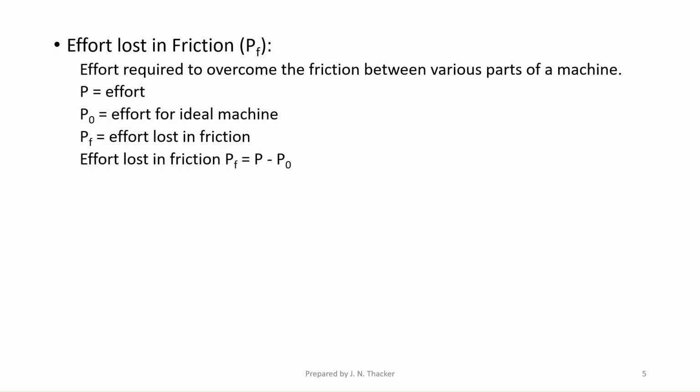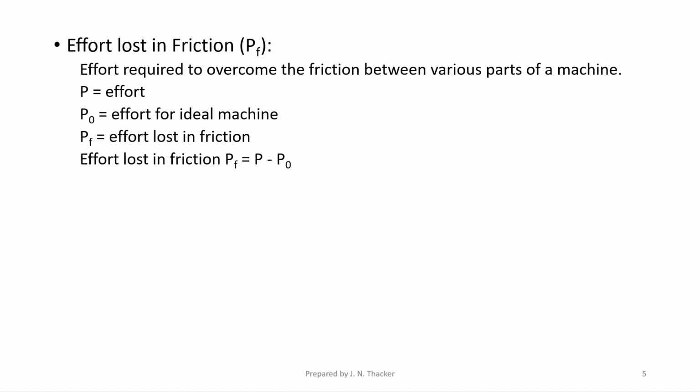Next, let's see effort lost in friction, that is PF. Effort required to overcome the friction between various parts of a machine. We have learned friction in Unit 5. You understand that between any two surfaces, there is some friction. So, in moving parts, first you will need to overcome this friction, then your machine will work. So, this effort lost in overcoming this friction is called effort lost in friction.